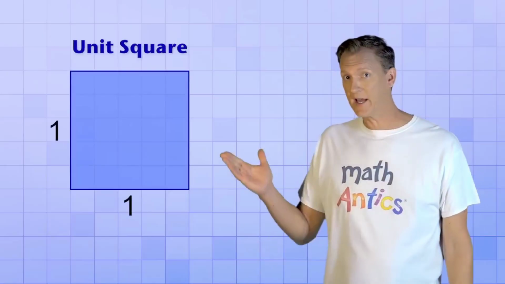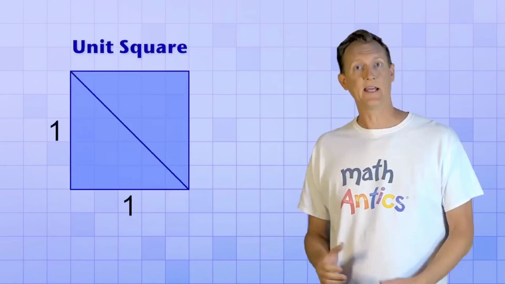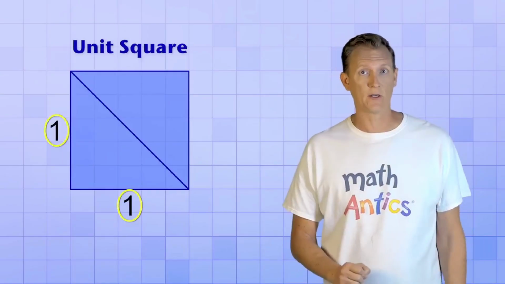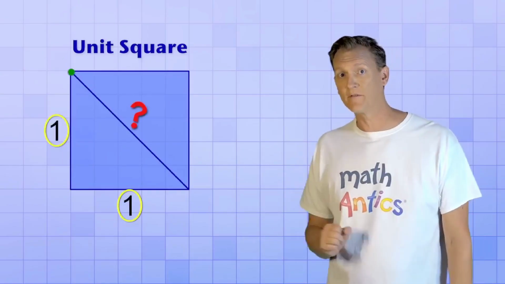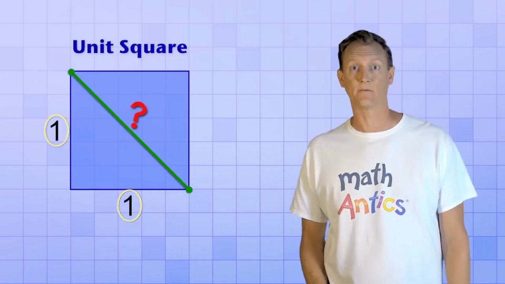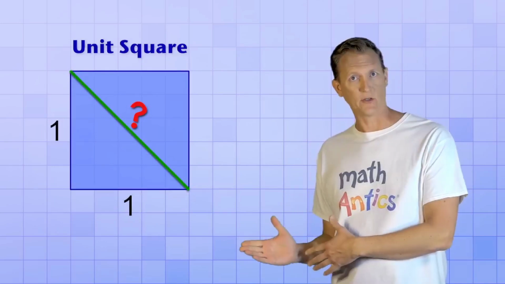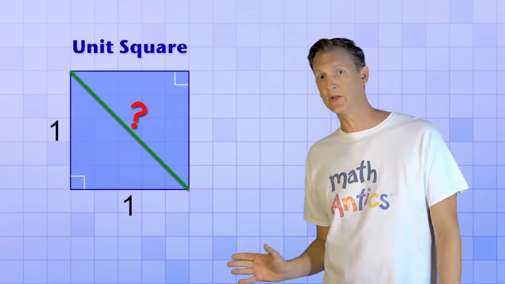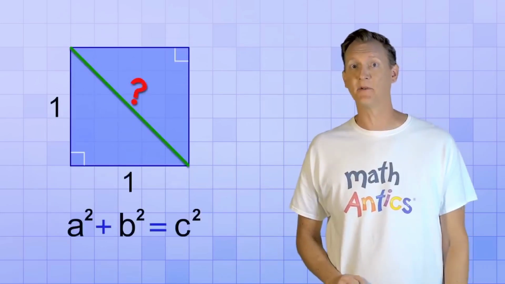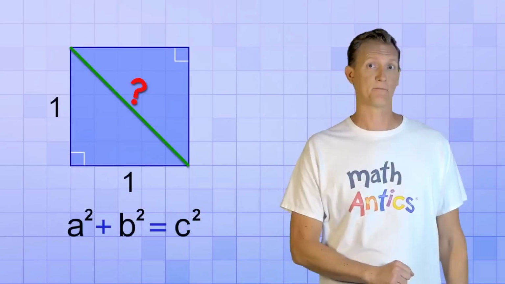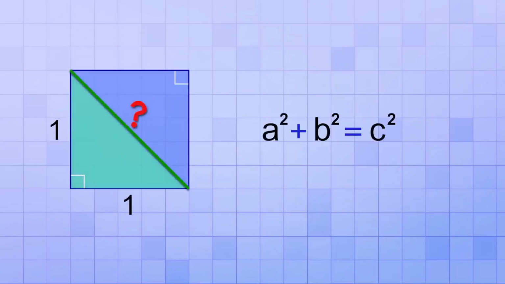Here's another interesting one. What if you have a unit square that's cut in half along a diagonal? Each side of the square is 1 unit long, but how far is it from one corner of the square to the other along the diagonal? Well, since the diagonal divides the square into two right triangles, we can use the Pythagorean theorem to tell us that unknown distance. We labeled the legs of the right triangle A and B and the hypotenuse C.